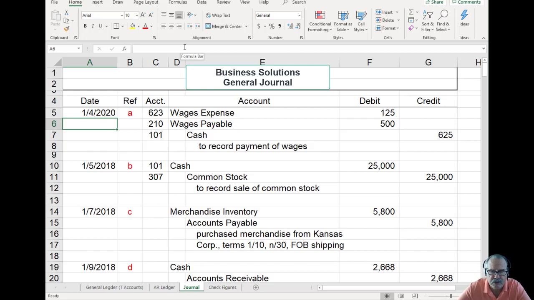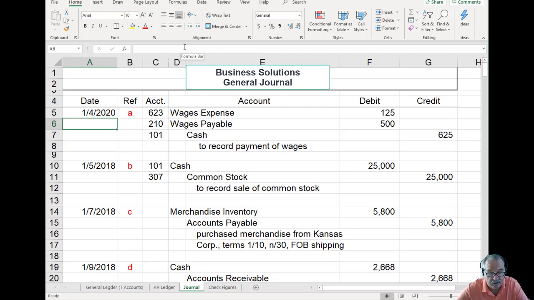So she gets $125 per day. We're paying her for 5 days. That's $625. Debit wages expense for 1 day, $125. Debit wages payable for $500 to take out the payable that we had recorded last month, and then credit cash to record the payment of her wages.